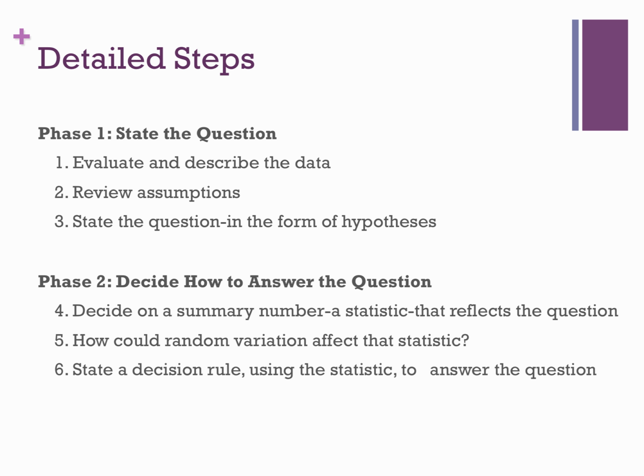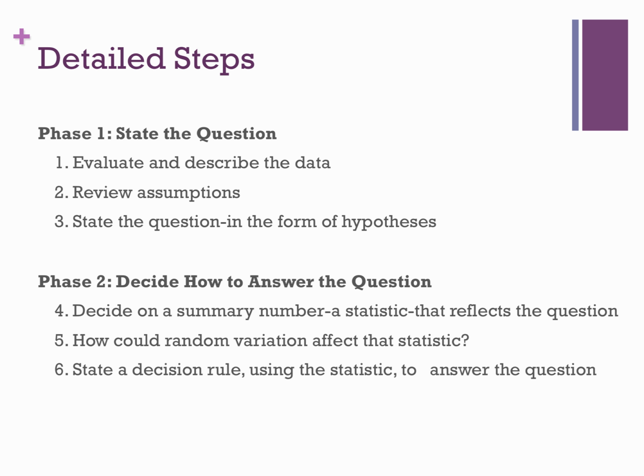The detailed steps under phase 1, which is generally stating the question: you need to evaluate and describe your data. You need to review the assumptions associated with your data, and you need to state the question in the form of hypotheses. And we will have 2 hypotheses here, the null and alternative. Once you have evaluated and described your data and stated a question in a statistical fashion, you can then figure out how to decide to answer the question.